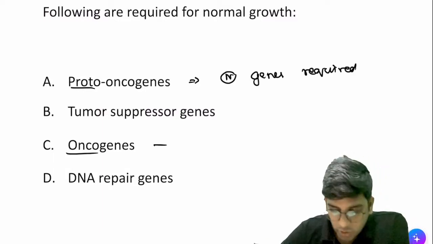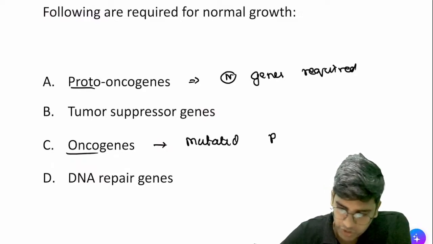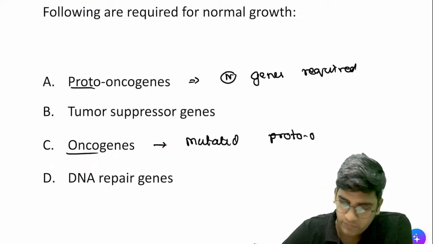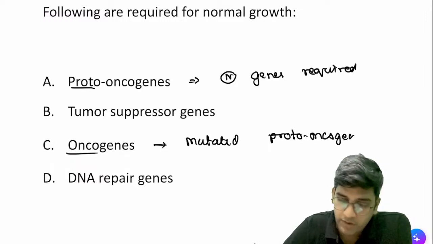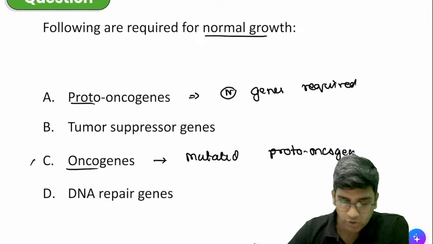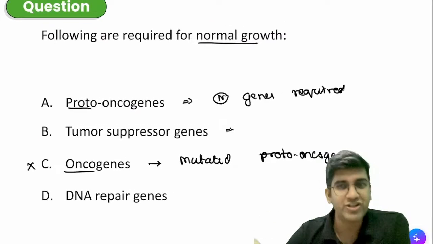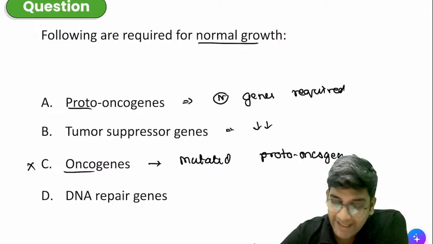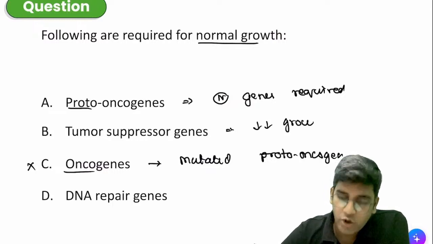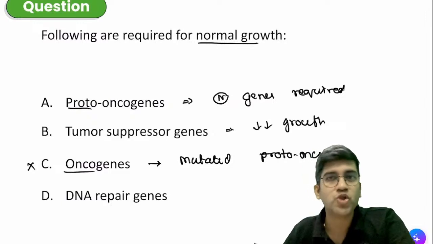Okay, oncogene is a mutated proto-oncogene. So oncogene is not normal. So the question is asking which is required for a normal growth. Answer cannot be oncogene because oncogene is not normal. It's a mutation, right? Tumor suppressor genes is actually the reverse. They will inhibit growth or they will suppress tumor formation. Tumor is nothing but uncontrolled division. This will stop the division or they are going to be antagonizing the growth of it.